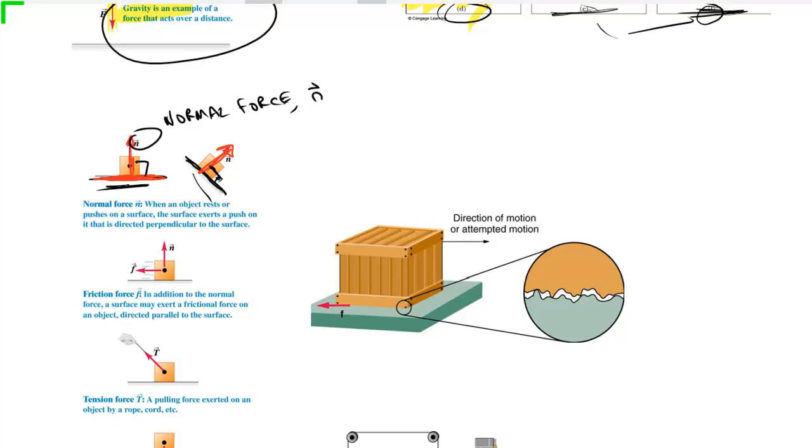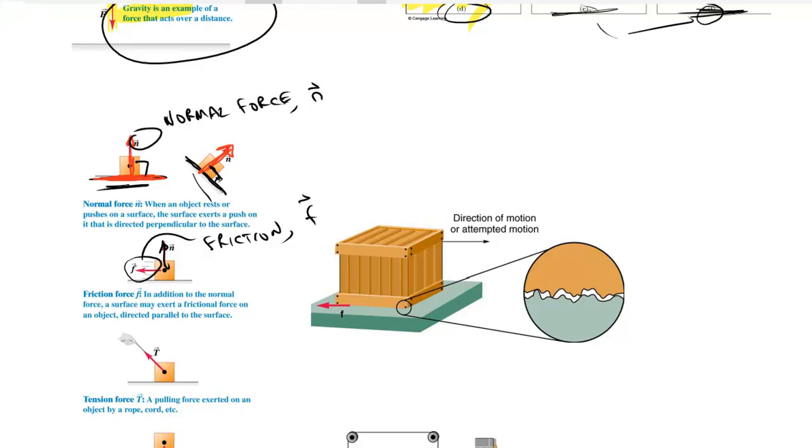In addition to the normal force here, we also have a frictional force, and the frictional force is always parallel to the surface. So this one is the frictional force. So this is friction, and we denote friction with a lowercase f. Generally, uppercase F is reserved for just a general force, lowercase f is a frictional force. And the important thing about friction is that it always goes in the opposite direction of motion. So it always opposes motion.